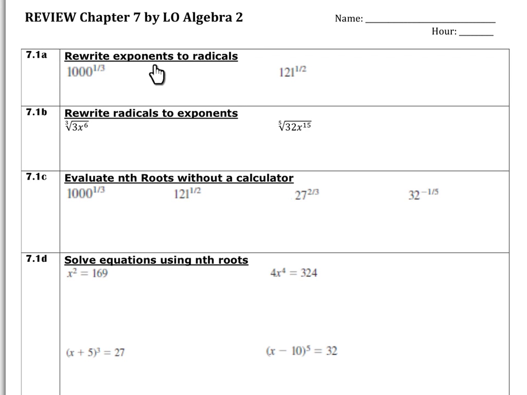7.1a wants us to rewrite exponents to radicals. This right here is a rational exponent. It just means it's a fractional exponent. And be careful, it doesn't mean cubed, it means cube root. So as a radical, it's going to be the cube root of 1,000. Whenever the root is higher than a square root, you have to use a little number here and show which type of root it is.